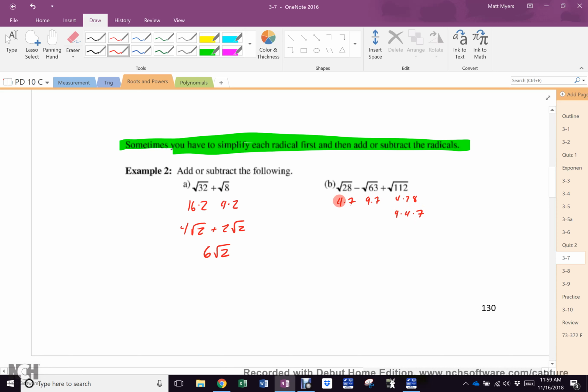What's the square root of 4? 2 root 7. Minus, what's the square root of 9? 3 root 7. Plus, what's the square root of 4? 2. And then another 4. 2. So I brought out 2 2's. What happens then? They become 4. What did I leave under there? 7. What is 2 minus 3? What is negative 1 plus 4? 3 root 7's. Complicated? No.